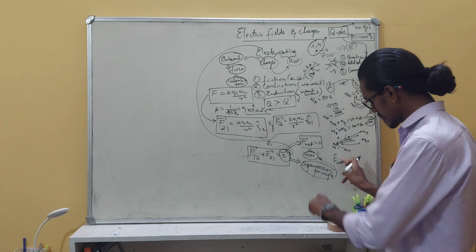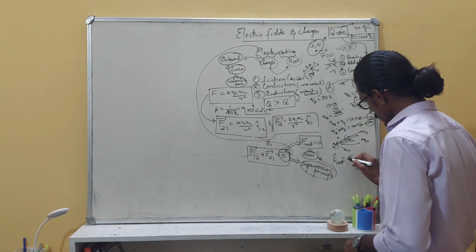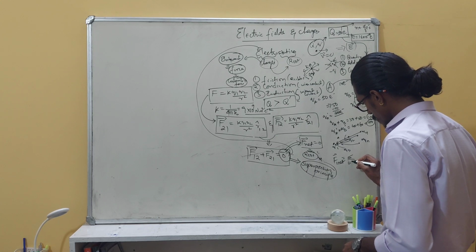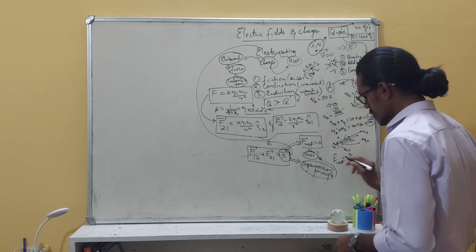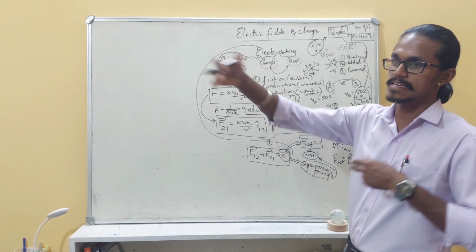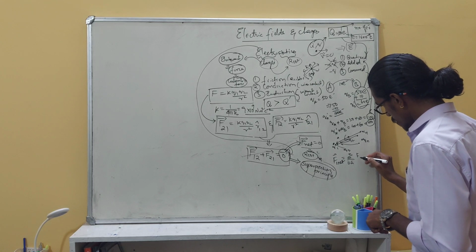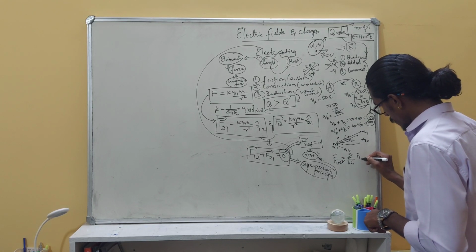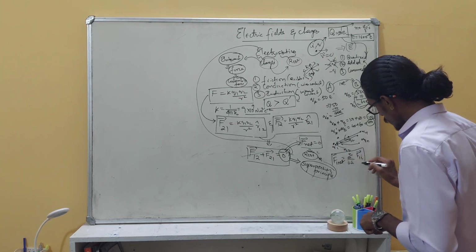What does it mean? Net force acting on 1 is equal to the summation of i from 2 to n. What does it mean? The forces from the second to the nth charge on 1, so summation of F 1i vector. So this is your variation.